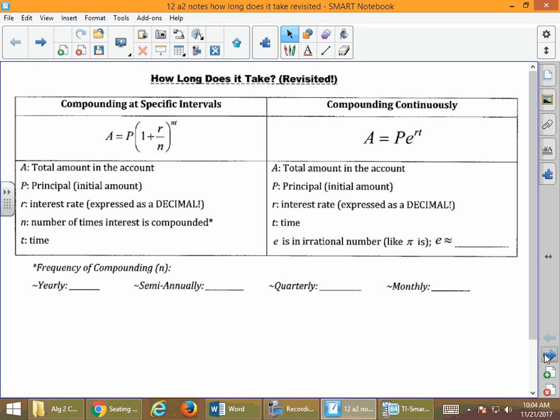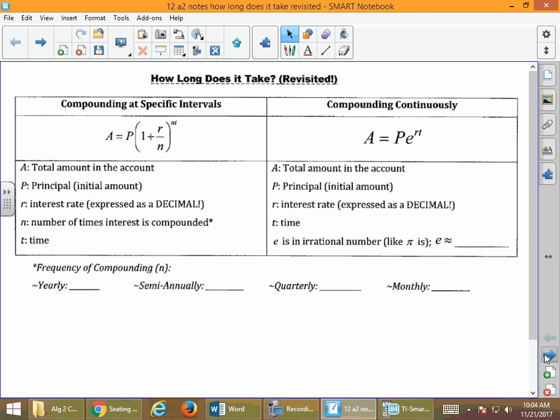In our notes yesterday, we talked about two formulas specifically, which are the two up here on the board. Over here to the left, it's compounding at a specific interval. What that means is, as we look at the variables in here, A is the total amount. P is the principal amount, what we're starting with. R is the interest rate, expressed as a decimal. T is time.